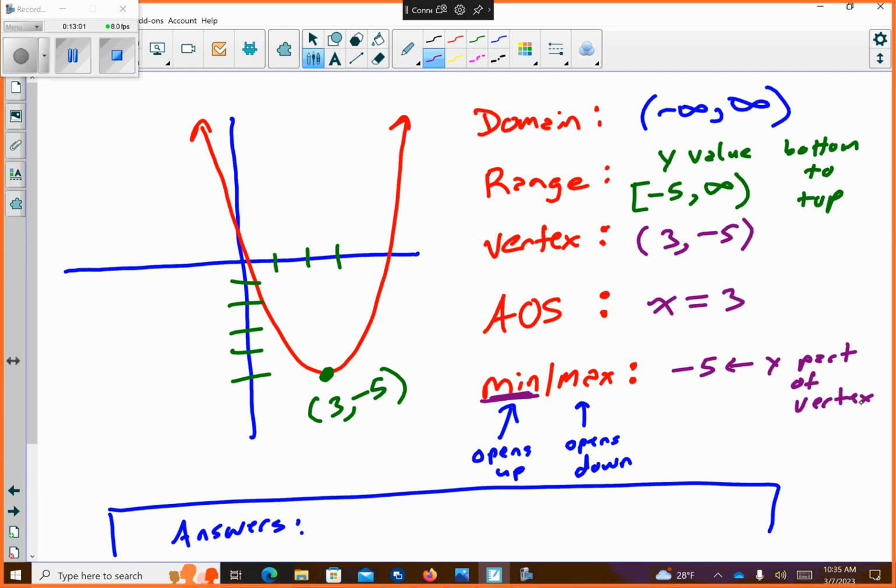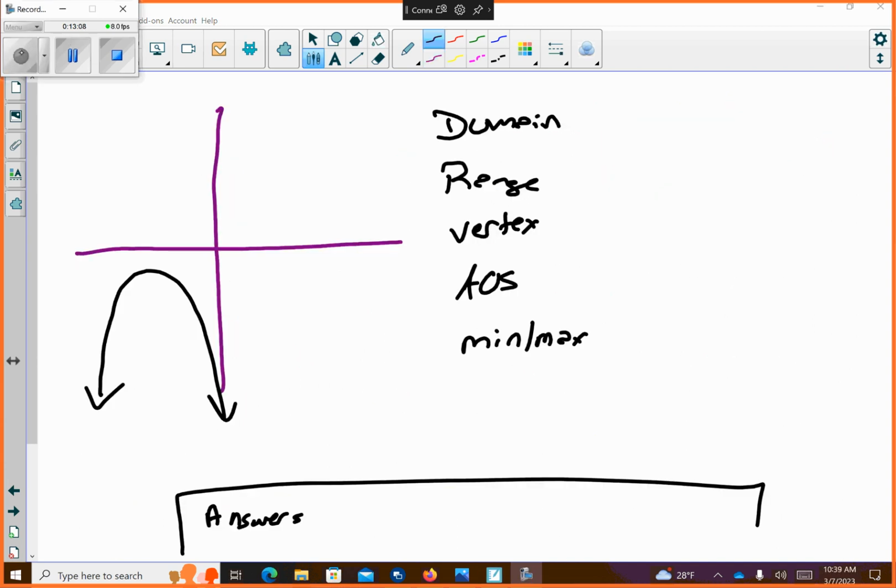Okay? All right, take a couple minutes, write down whatever you would need to write down for that. So you might see one that opens down. The domain of every one of the parabolas we're working on in here is this. It doesn't matter if it opens up or down, it's still going to have that same domain. The range goes with the y value of the vertex.